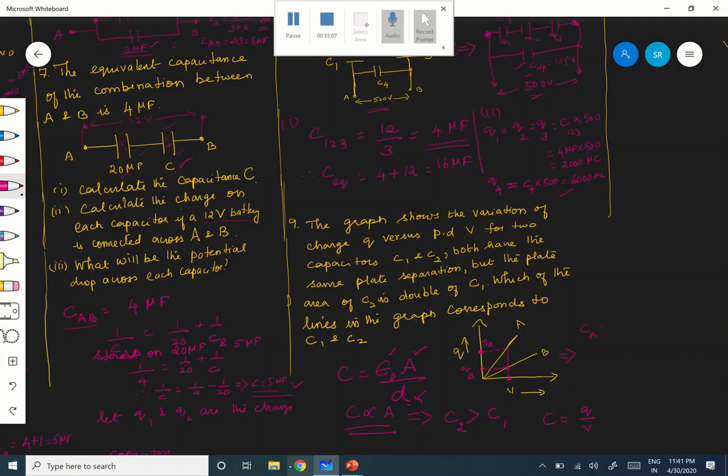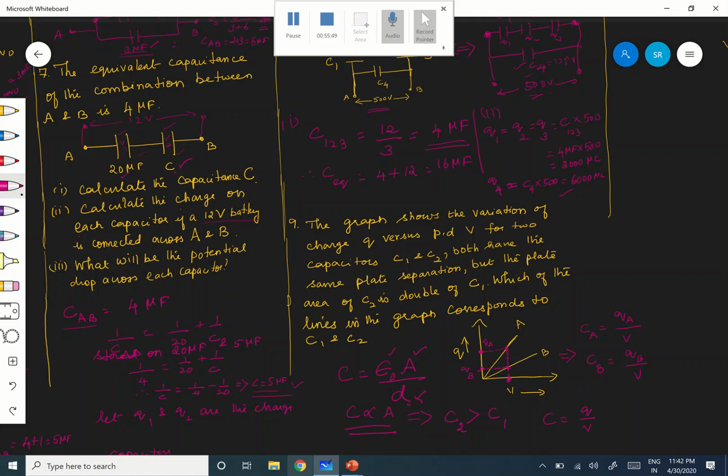CA, that is equal capacitance. CA is equal to QA by V. What is CB? CB is equal to QB by V, because I have taken one value of V and from there I have drawn one vertical line. Where it intercepts at B, the corresponding Q value is QB, and at A the intercept is QA. Therefore, you can say CA is equal to QA by V and CB is equal to QB by V.